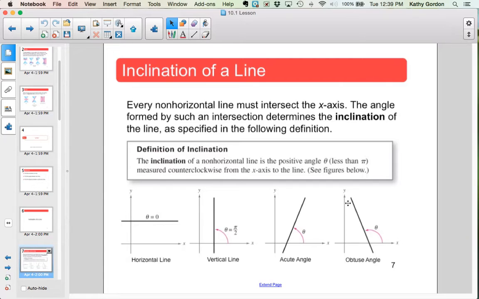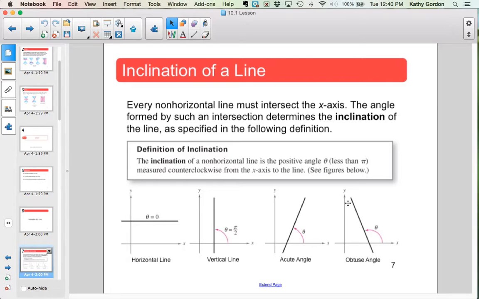Okay, so if it's a vertical line, we know it's going to be 90 degrees. Obviously, if it's slanted this way with a positive slope, then we're going to have some sort of acute angle. If it's slanted the other way with a negative slope, then we're going to have some sort of an obtuse angle that we're trying to find. Okay? But it's all about that angle being created by the line and the x-axis that stays less than pi.